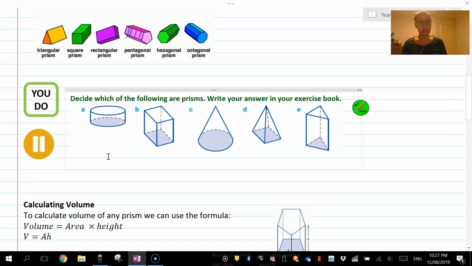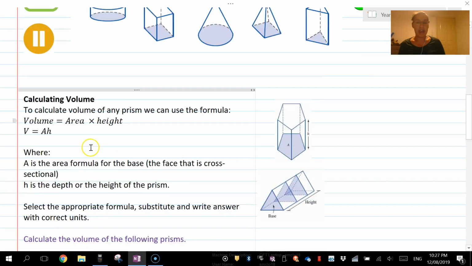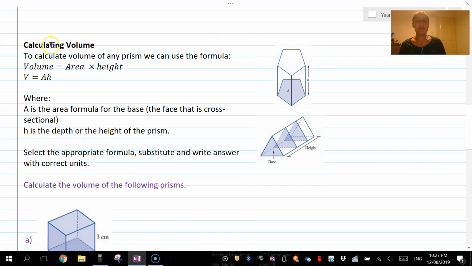Alright, so now that you have paused, done that, and you're back into the video, we're going to look at actually calculating the volume. So for any prism, it's always going to be volume equals area times height, so A times height. Because remember, we're saying that any prism has a uniform cross-section, so the area of this piece of this prism is this area here.